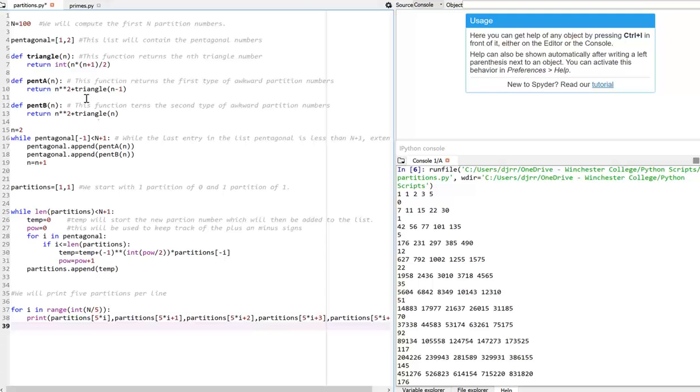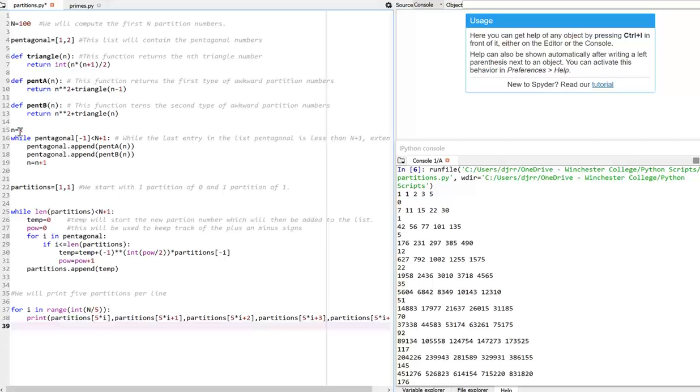Okay, we had 2 different kinds of pentagonal numbers. We had n squared plus the n minus 1th triangle number and n squared plus the nth triangle number. I've called those pent A and pent B of n. Notice 2 stars for exponentiation, for to the power of. Right, now we're going to generate a list of those awkward numbers.